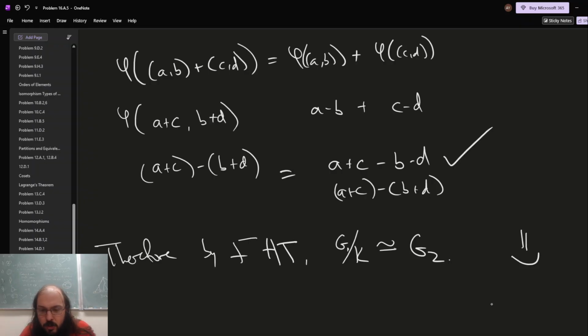Not so bad. So you guys have a couple like this that I picked out in the homework where the strategy is the same. You have some groups, you find the one that has the quotient involved in it, and you find a homomorphism with the desired properties, and then it follows from the theorem.